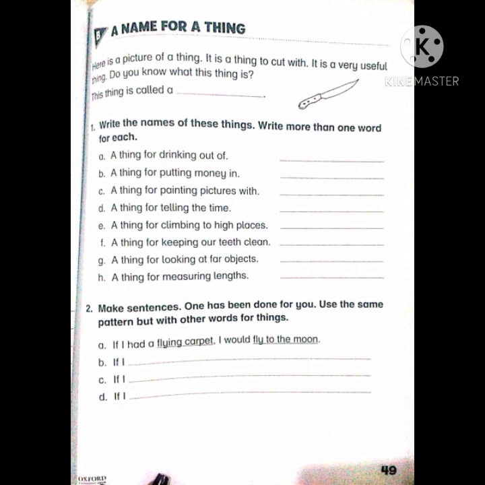The first one is if I had a flying carpet, I would fly to the moon. The second one is if I had a dog, I would take it for a walk every day. The third one is if I had a crore of rupees, I would give a lot to the poor. The last one is if I had a garden, I would grow some mango trees.